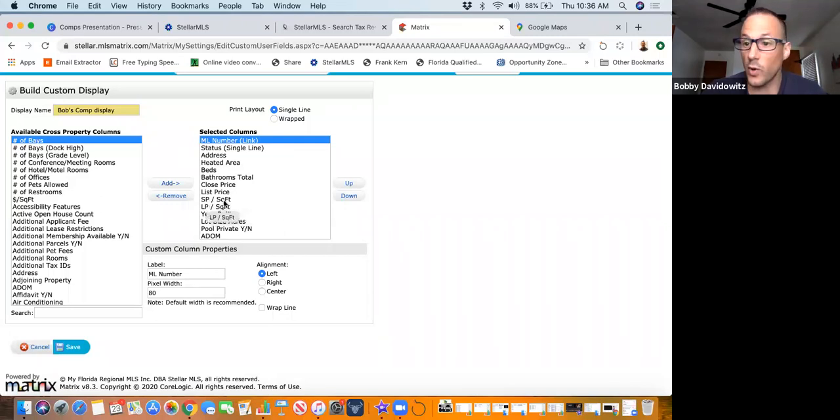SP-SQFT is sold price per square foot. That's going to be one of my best indicators of value and what I use the most to come up with numbers. List price per square foot is essentially the same thing, but it hasn't sold yet. It's for properties that are still active or pending, and it's telling me what the list price per square foot is. So it's not as accurate as the sold price because it hasn't sold yet. But I like to look at it anyway.